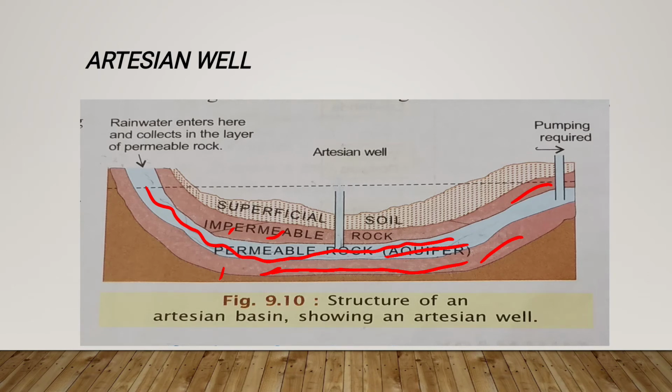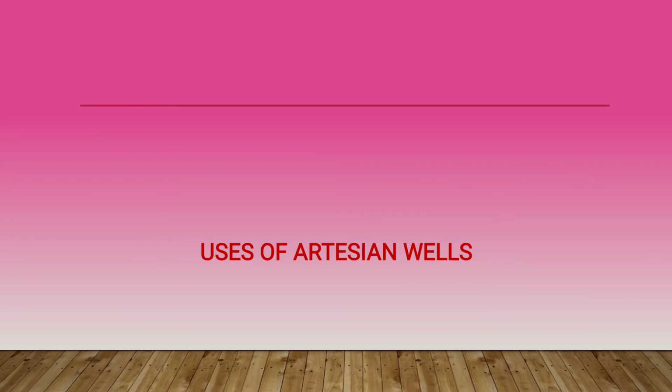Fine. So if the water level becomes high, the water will gush out like a fountain on the top. If the water pressure is high, the water will come out on the top, on the land. So this is how an artesian well works.